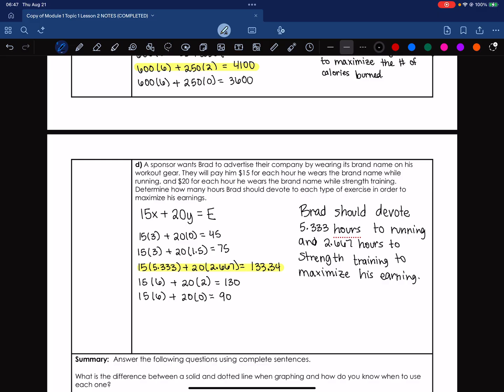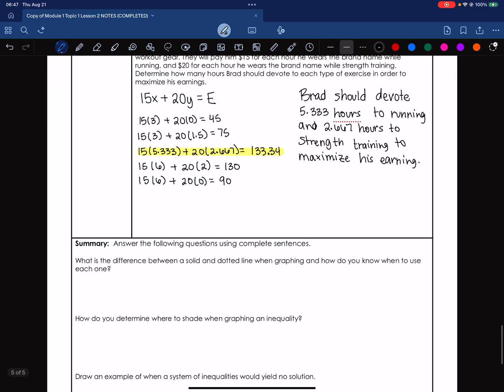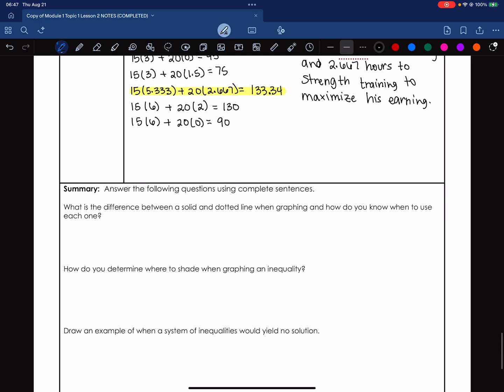Okay, so now that we're done, you should be able to answer the following questions in complete sentences. What is the difference between a solid and a dotted line when graphing, and how do you know when to use each one? How do you determine where to shade when graphing an inequality? And draw an example of a system that would yield no solution. So again, answer those. If you have any questions, please make sure you write them down and ask me in class.